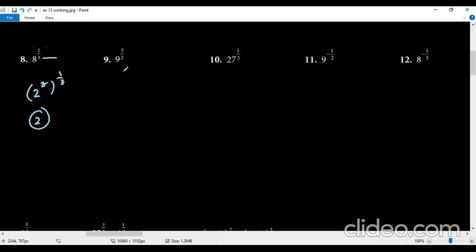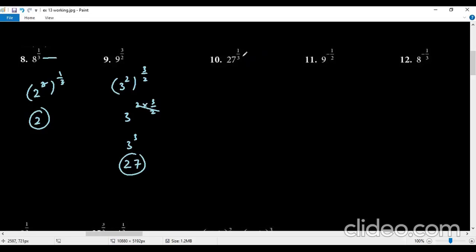Now when it comes to 9, this denominator is telling you that the number should be in a power. That means I can write 3 square instead of 9, with power 3 over 2. This 2 and this 2 get cancelled. Or in other words, 2 is multiplied by 3 over 2, this 2 cancels, and 3 cube means 27 is going to be the answer for this question.